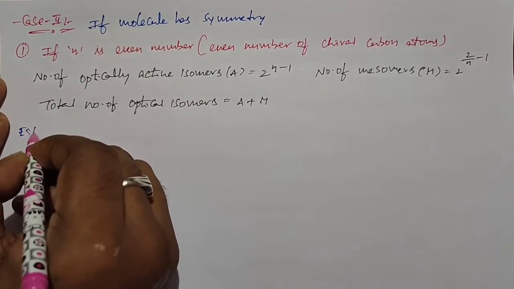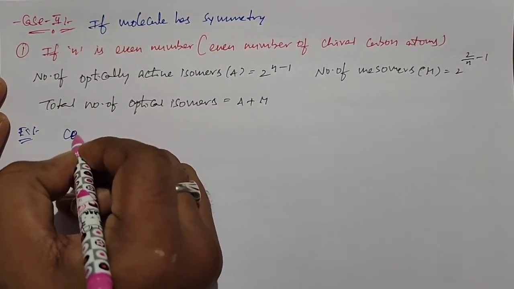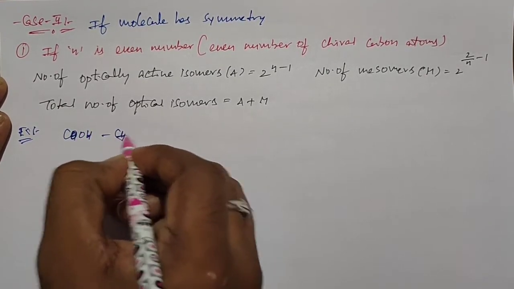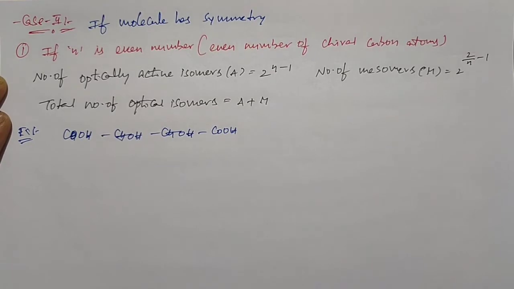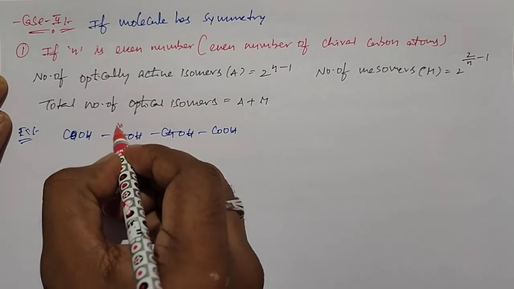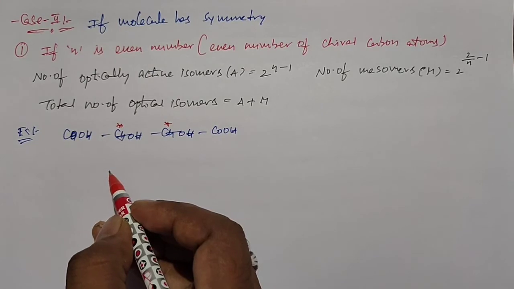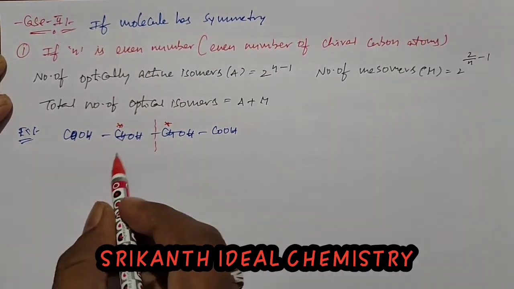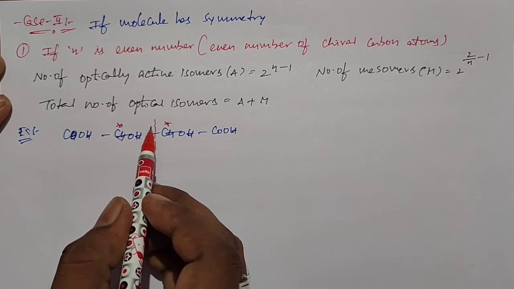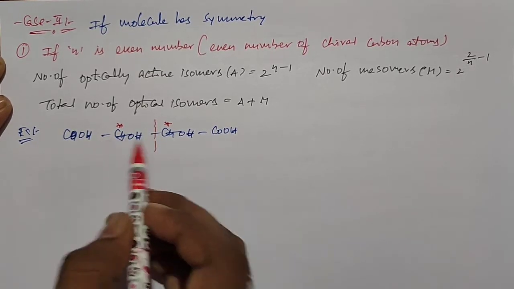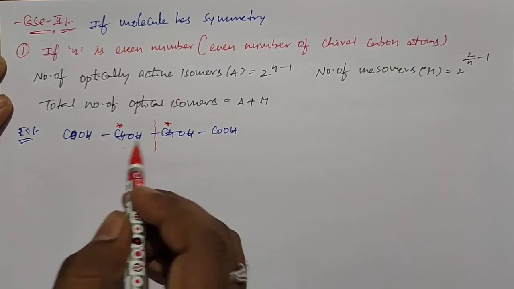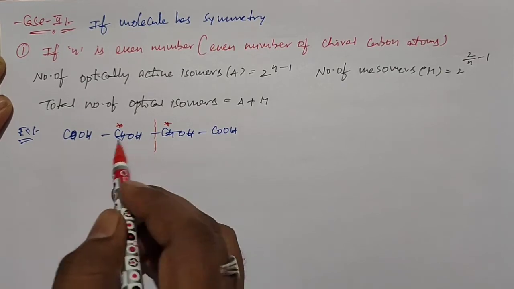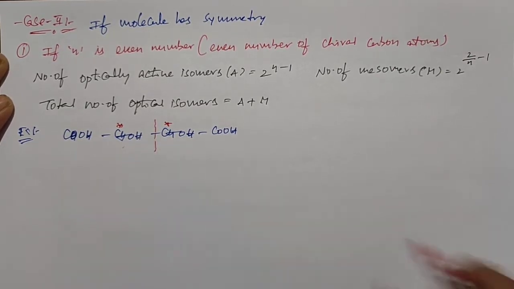So I just take one example for better understanding in this case. The example is CHOH, and COOH. In this molecule, it is one chiral center, it is another chiral center, and this molecule has a plane of symmetry. When I draw an imaginary line passing through the molecule, we get two equal parts. Both have a similar partition, so it shows the symmetry. Here n is equal to 2, an even number.